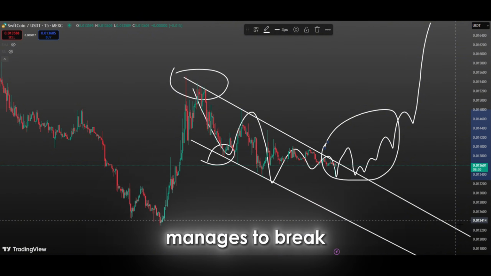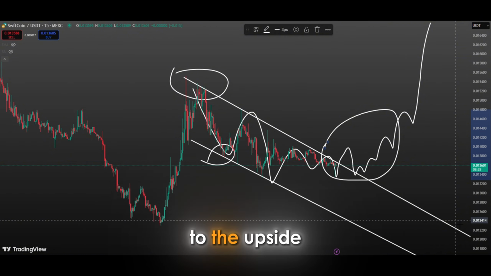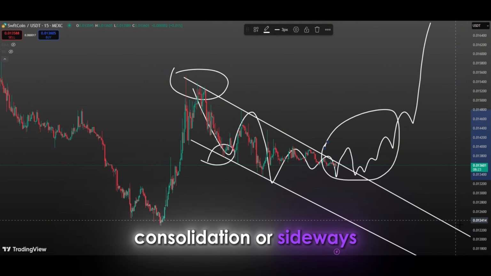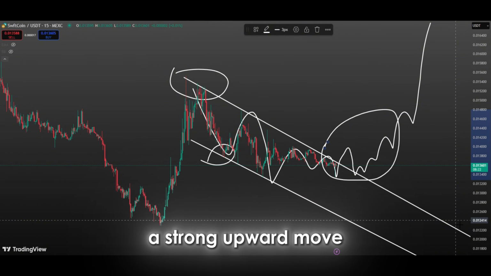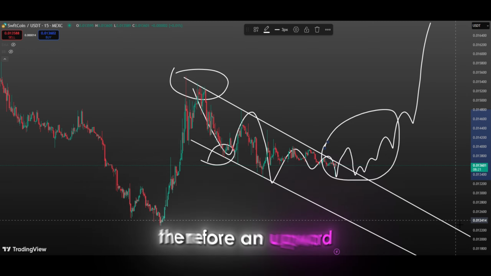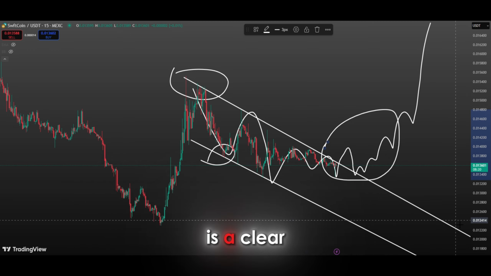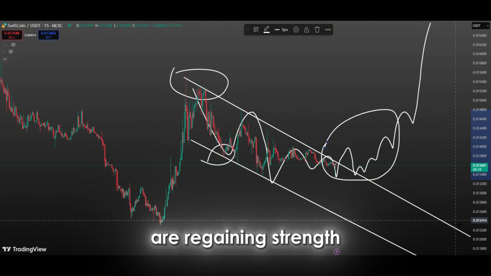If the price manages to break this upper trend line to the upside, it will lay the groundwork for a strong uptrend in the current market structure. Flag formations are typically seen as a brief consolidation or sideways tight movement following a strong upward move. Therefore, an upward breakout from such a formation is a clear sign that buyers are regaining strength.